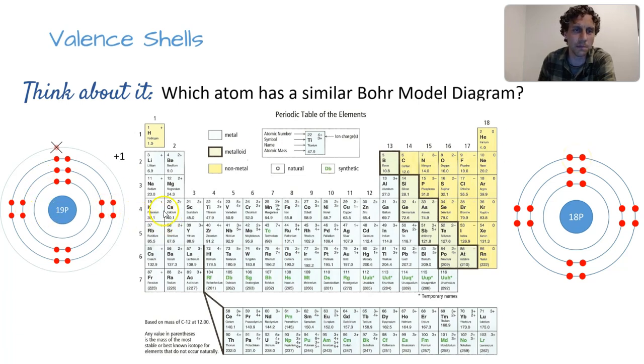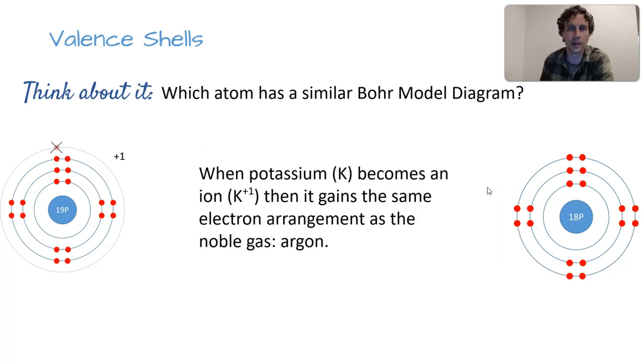So potassium normally would be 2, 8, 8, 1, but when it loses an electron, like in a chemical reaction, then it becomes +1, and it's only 2, 8, 8, like argon. Okay, so when potassium becomes K+1, then it gains the same electron arrangement as the noble gas, argon.